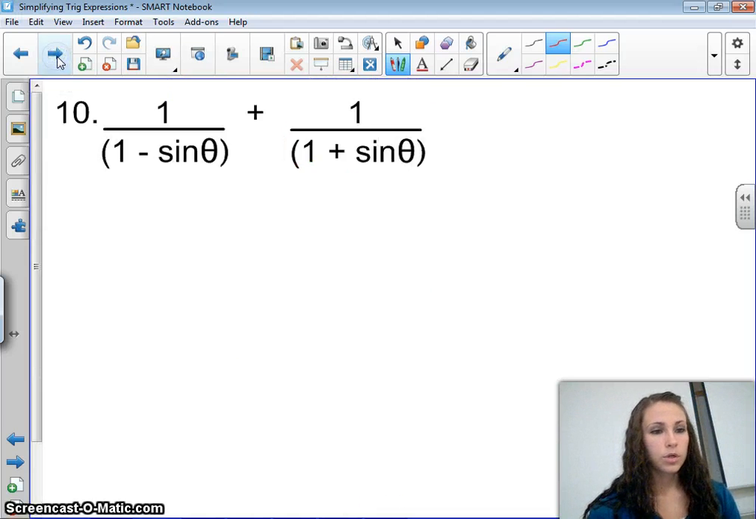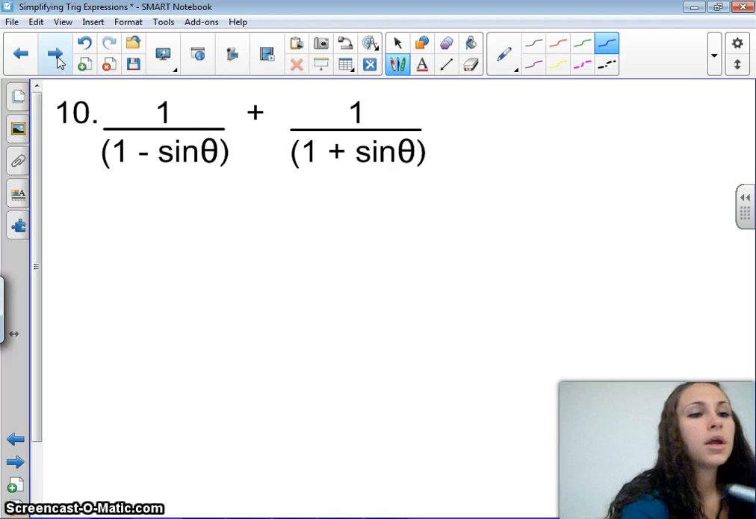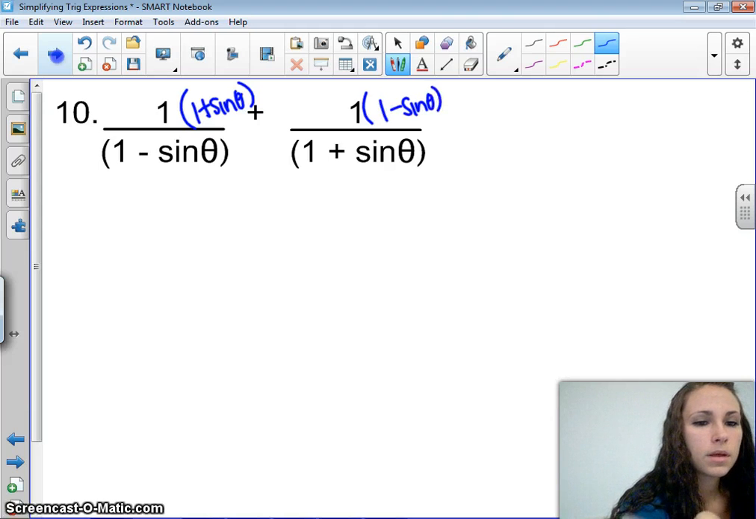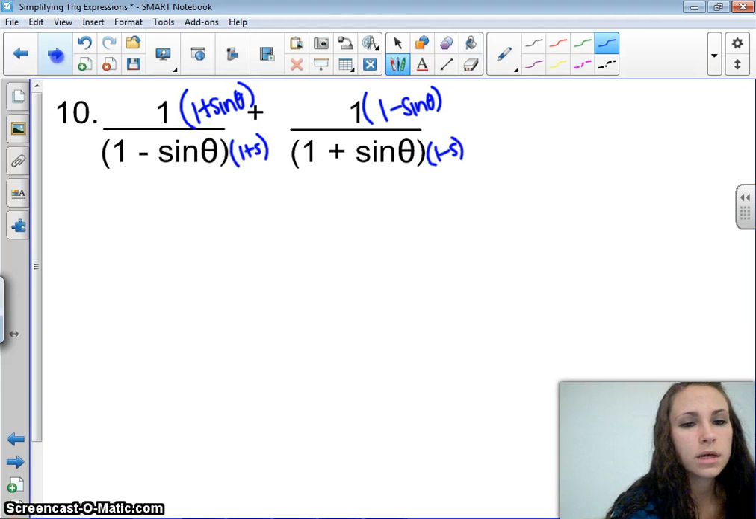Alright, last example, number 10. Okay, so this one's another obvious one where it's easiest to probably just go ahead and get a common denominator. And so over here, this needs a 1 plus sine. This needs a 1 minus sine. And so instead of writing all that out, I'm just going to say 1 plus sine, 1 minus sine.